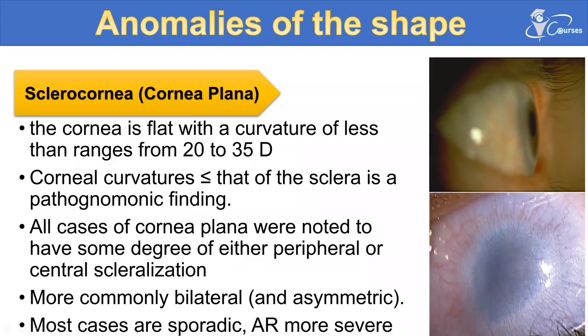And of course, the treatment for those cases will be penetrating keratoplasty in case of central corneal opacification. However, the prognosis is guarded due to many complications, most importantly glaucoma. So this is one of the anomalies of the shape of the cornea, the sclerocornea.